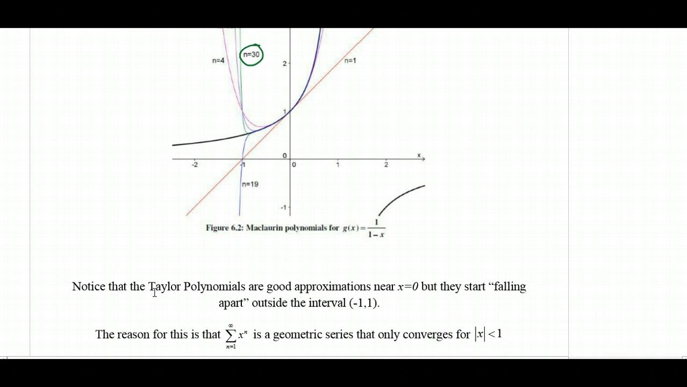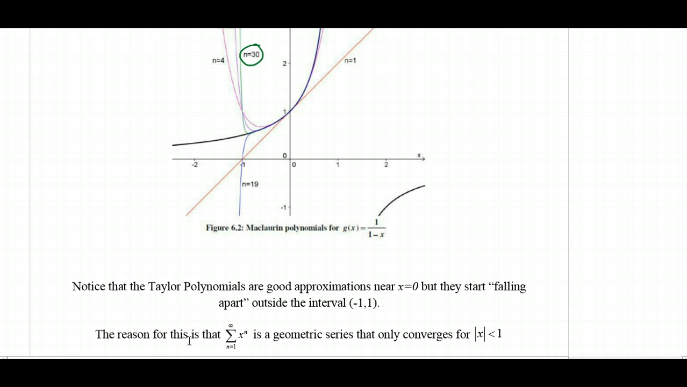I want you to notice that the Taylor polynomials are good approximations near x equals 0. But they start falling apart outside the interval from -1 to 1. So from -1 to 1, they're all pretty good approximations, better and better as I increase my order. But outside of that interval, -1 to 1, they no longer become useful.